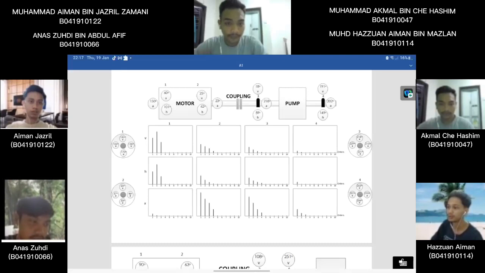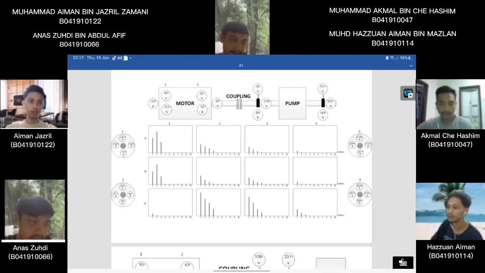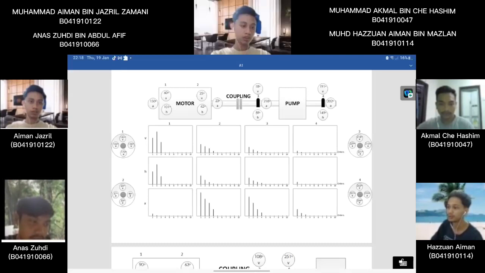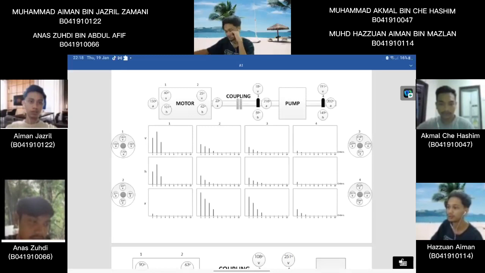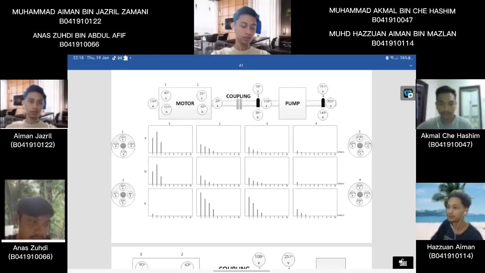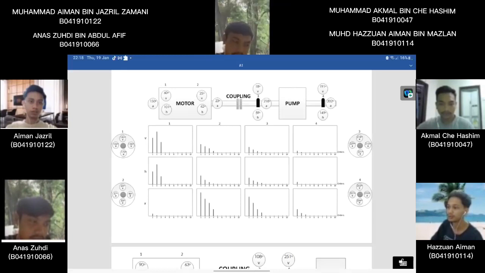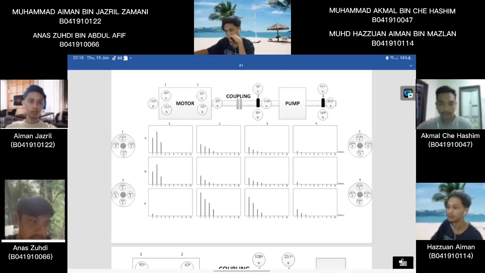Aiman, what do you think? Position number 3, 2 and 3. I think position 2 and 3 we have coupling. Yes, coupling at 2 and 3. So we look at 1, 2, and 3.